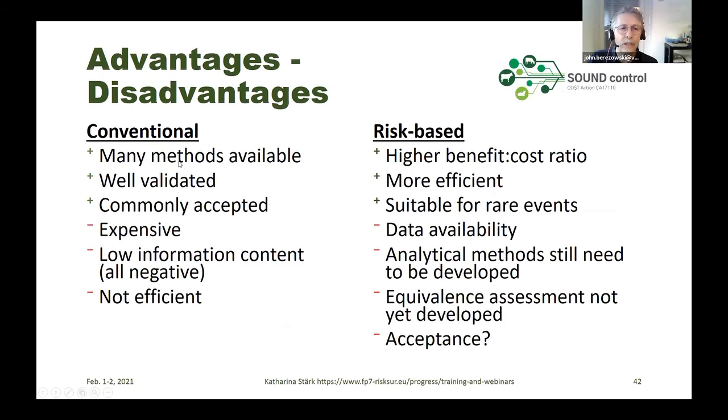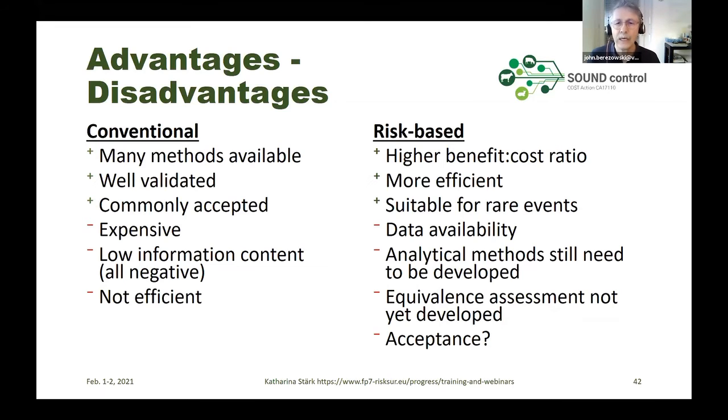So advantages and disadvantages of conventional versus risk-based surveillance. Conventional, of course, there are many methods available. We've been doing it for a long time. It's commonly accepted. The methods are well validated, but it can be expensive in terms of the cost for information gain. Sometimes there's low information content if all the animals are negative, and it's not efficient.